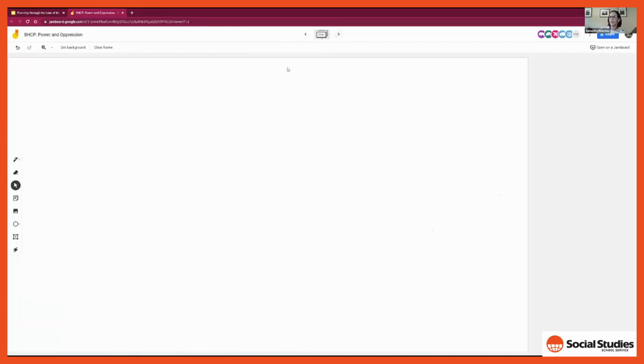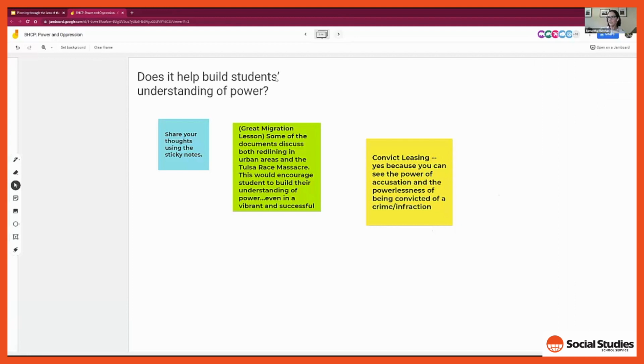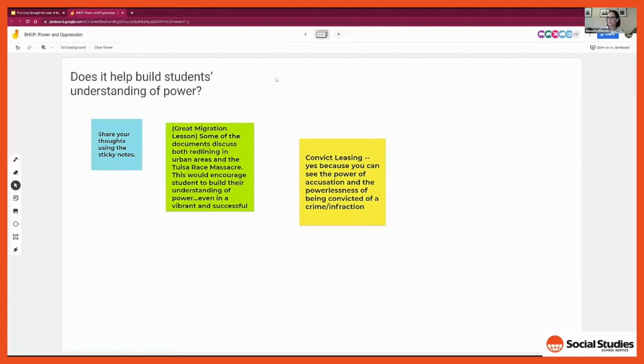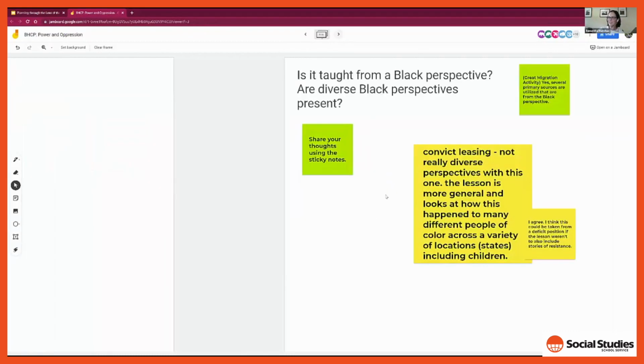Okay, how does it help build students' understanding of power? And again, we have the Great Migration and convict leasing lessons. Some of the documents discuss both redlining in urban areas and the Tulsa Race Massacre. This would encourage students to build their understanding of power, even in a vibrant and successful community. And convict leasing, because you can see the power of accusation and the powerlessness of being convicted of a crime or an infraction. Okay, and I even see some kind of conversation happening here too.